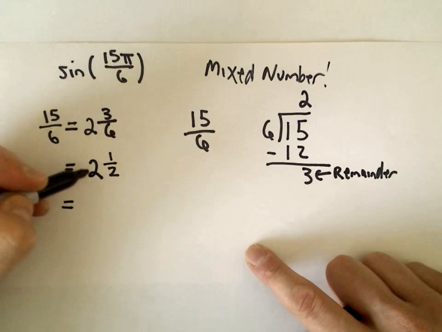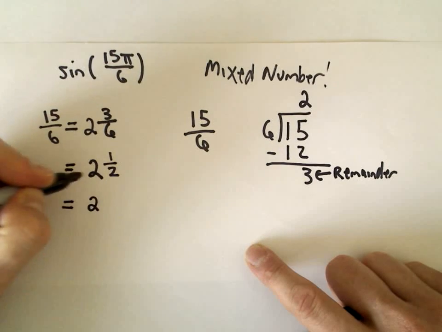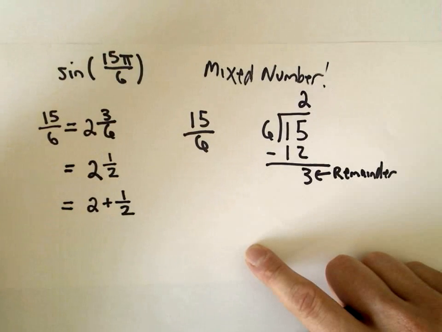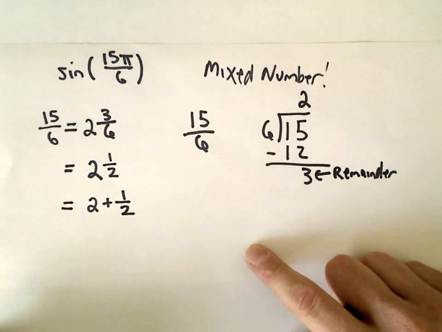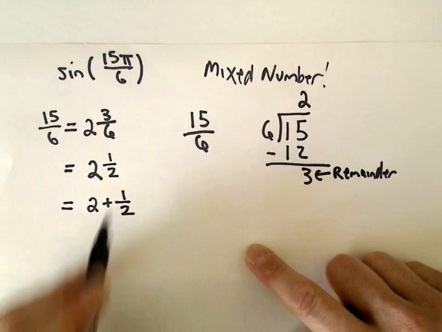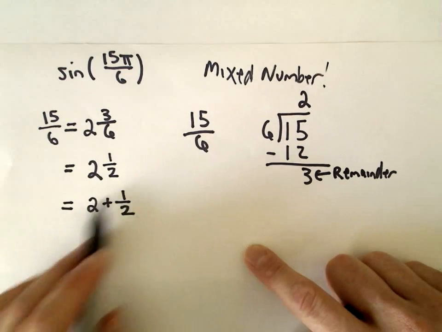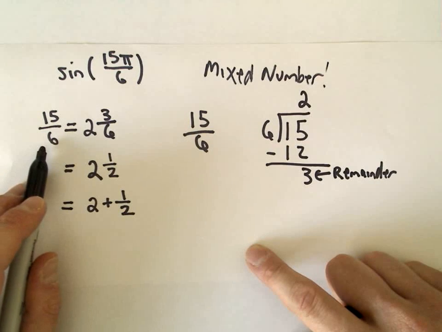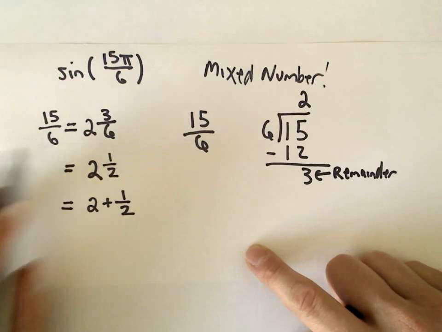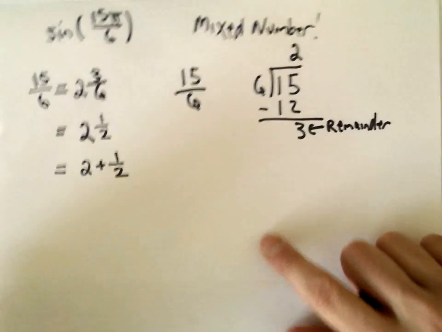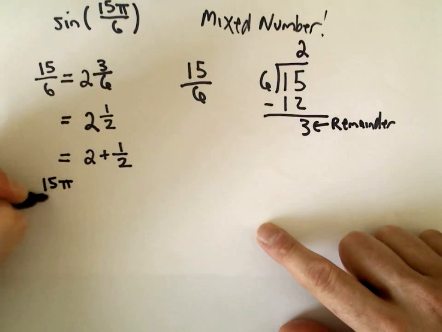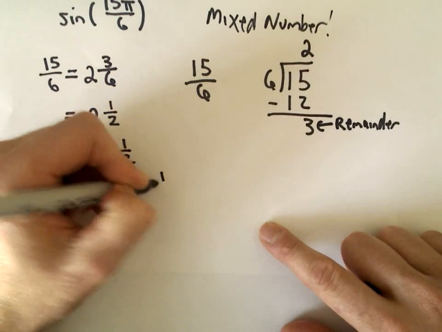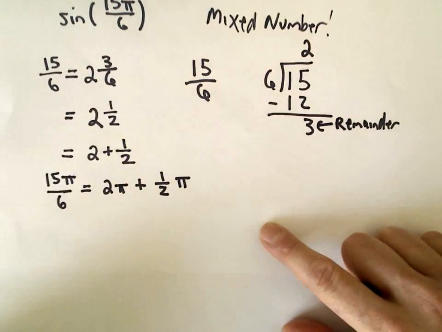What we really mean when we write 2 and 1/2 is that it's 2 plus another 1/2. That's what we mean when we write 2 and 1/2. They usually don't discuss this in elementary school when they talk about mixed numbers. They just say, hey, write it as 2 and 1/2. But this is what we're doing. We're saying it's the whole number 2 plus a half. That'll get you to the value 15 divided by 6. Likewise, 15 pi divided by 6 is going to be 2 pi plus another 1/2 pi.